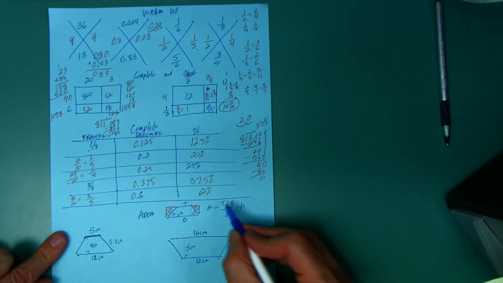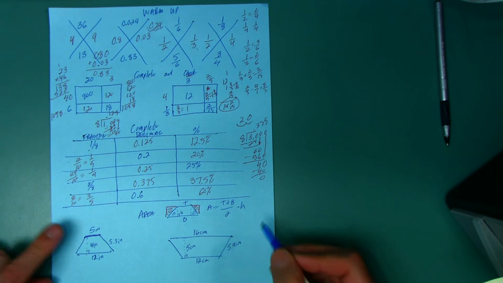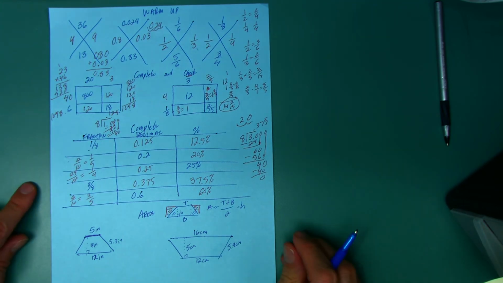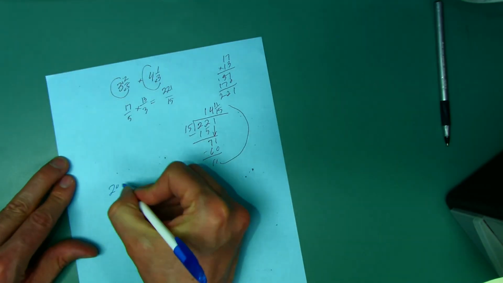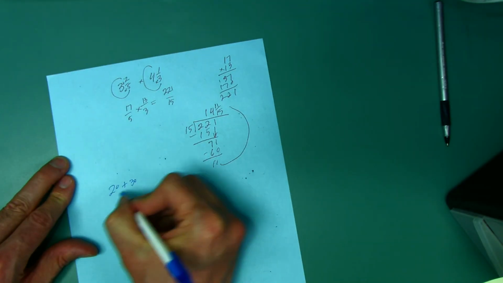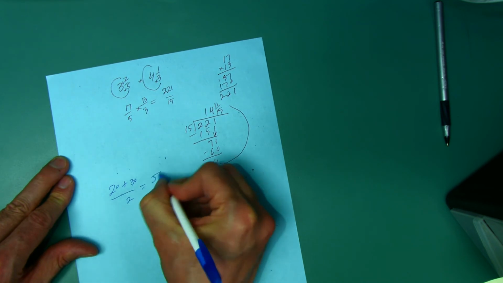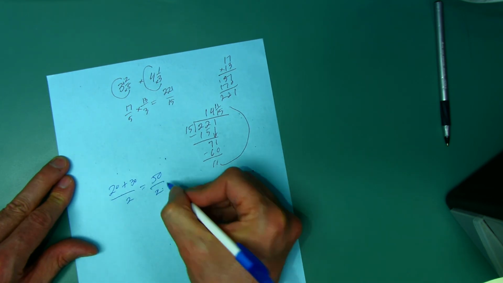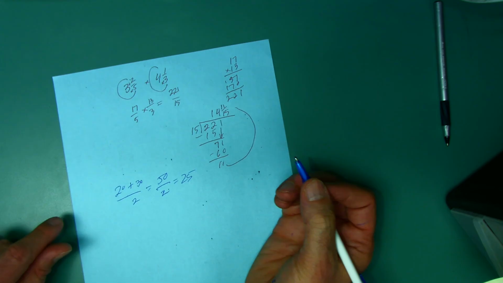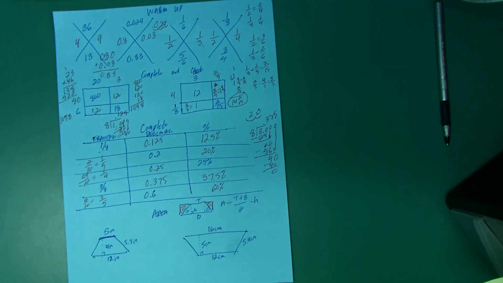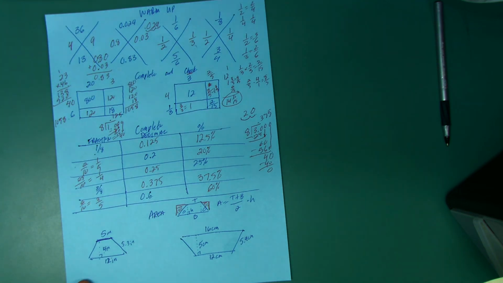And remember, the average of the top and the bottom is the top plus the bottom divided by 2. Average of two numbers, add them up. What's the average of 20 and 30? 20 plus 30 divided by 2. Now, you know what's in the middle between 20 and 30? 25. But if I did 20 plus 30 and divided by 2, I have 50 divided by 2. 50 cut in half, 25. So you always add the two numbers divided by 2. That's going to give you the average of the top and the bottom, and then multiply it by the height.